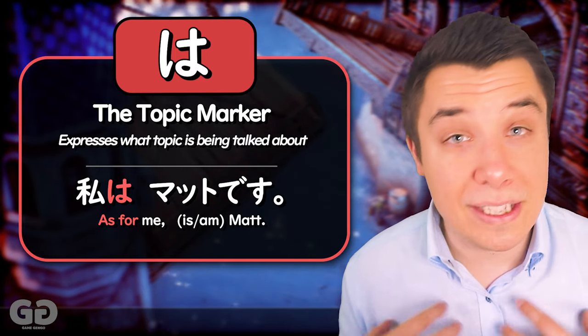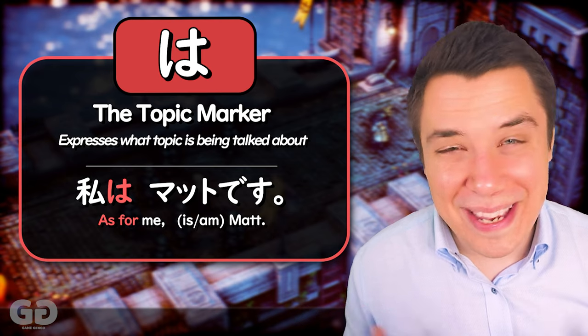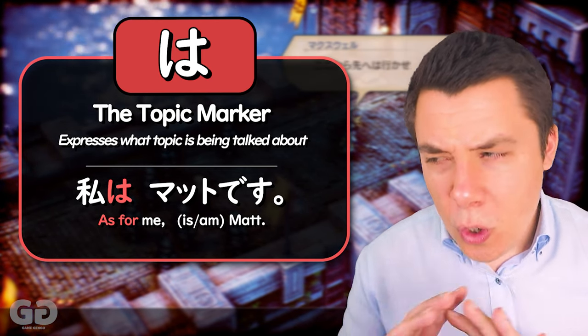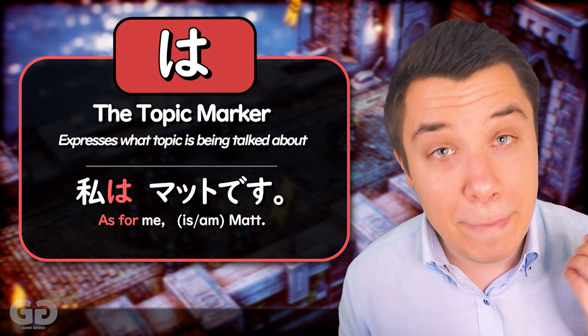私は Matto desu. As for me is Matt, or as for me, I am Matt. So we can see who the topic of this sentence is. Who am I talking about? Me. Watashi wa. And then we have Matto desu.